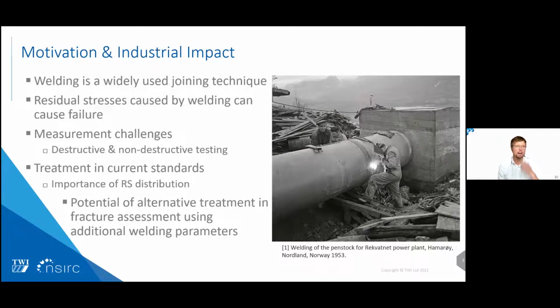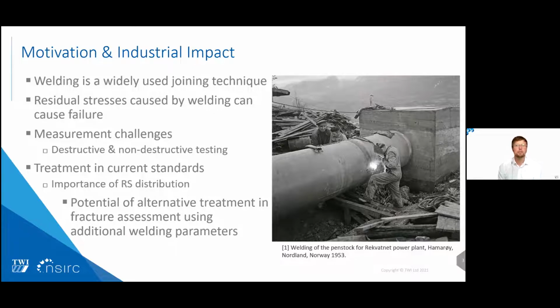To begin, I'd like to begin with the motivation of this work and its implications in industry. It's quite well known that weld residual stresses influence fracture mechanisms and have the potential to cause structural failure. It is important that this phenomenon is understood through the use of finite element modeling and experimental data, so that standards such as BS 7910 and R6 can give the best possible advice for treatment.